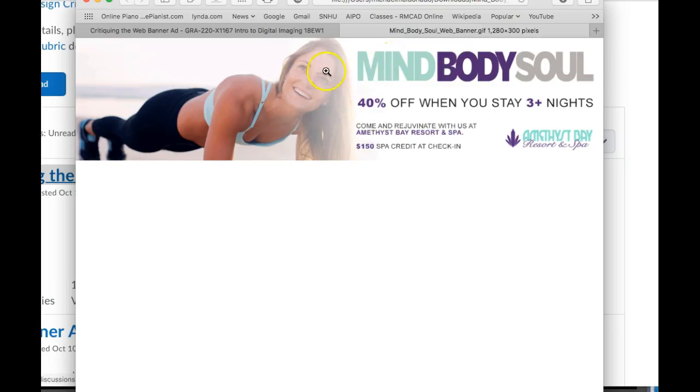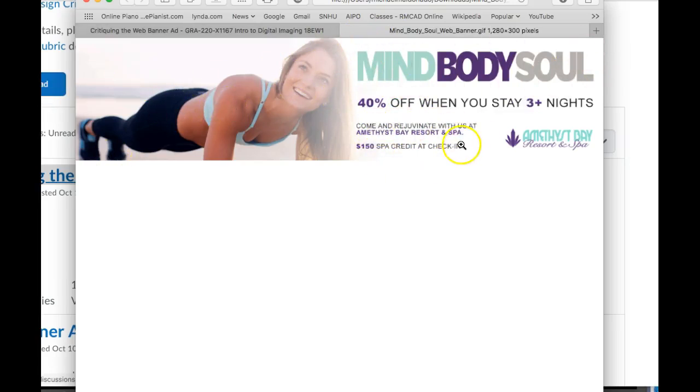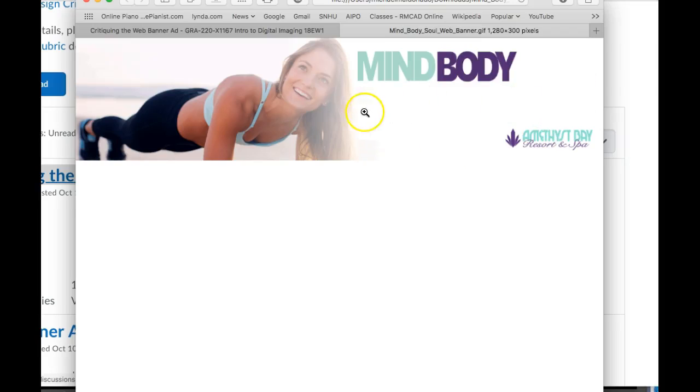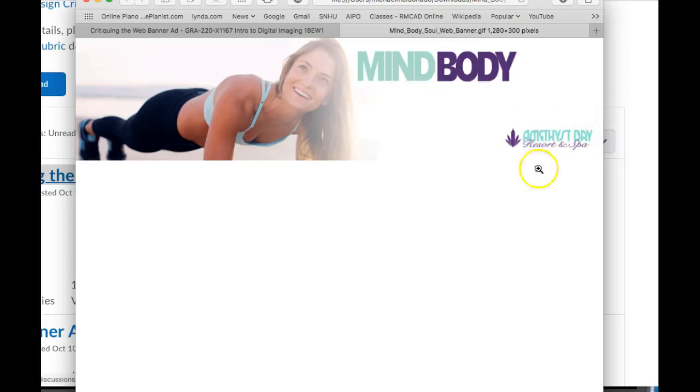As I said, in summary, keep her at full opacity. You may have to crop her off a little bit there. Mind, body, soul, keep that stationary. Come and rejuvenate, leave that stationary. Go ahead and fade in the call to action. Fade that back out. Image stays stationary.